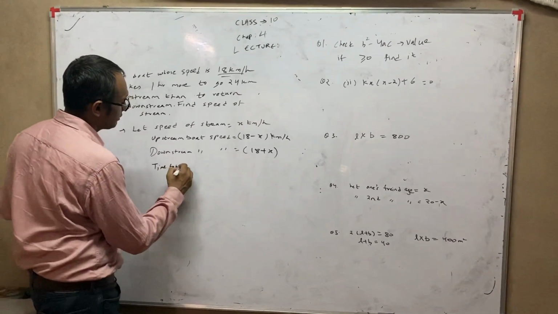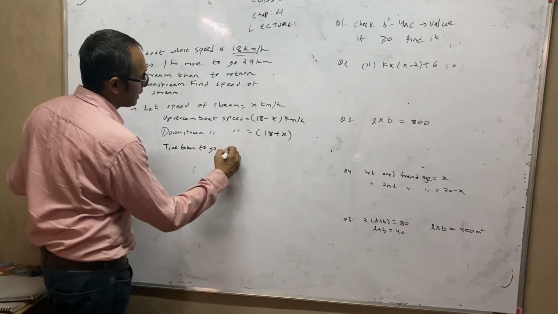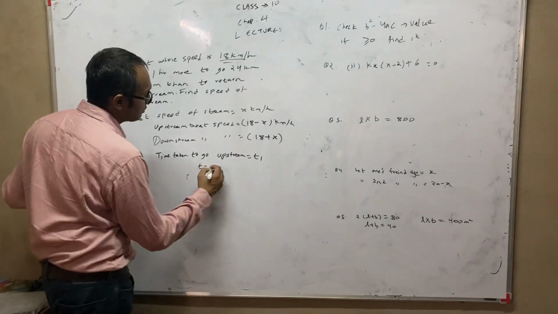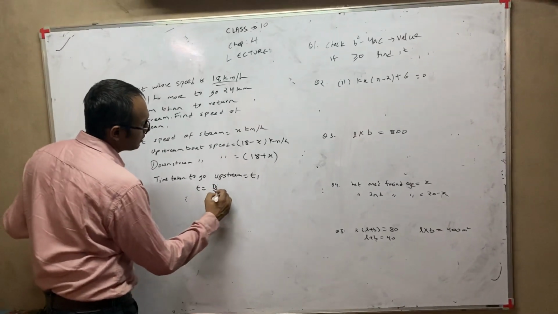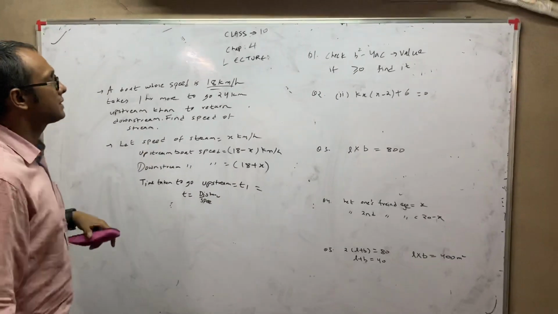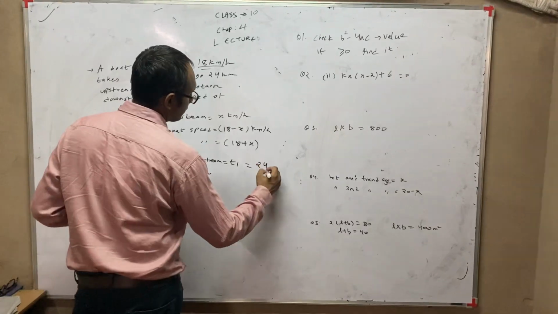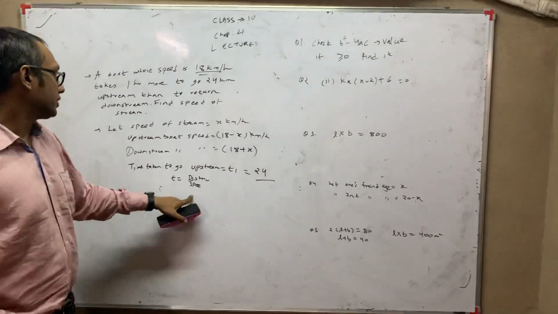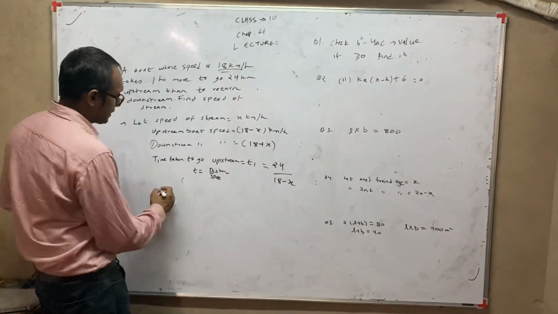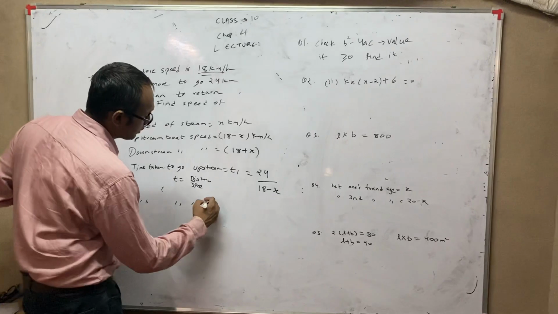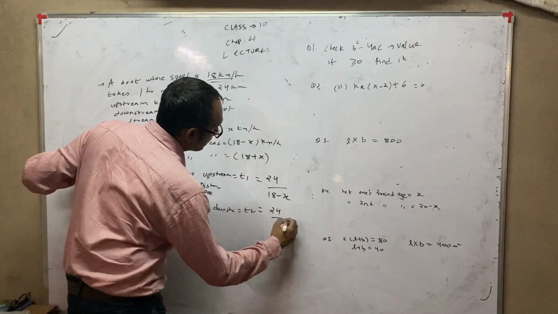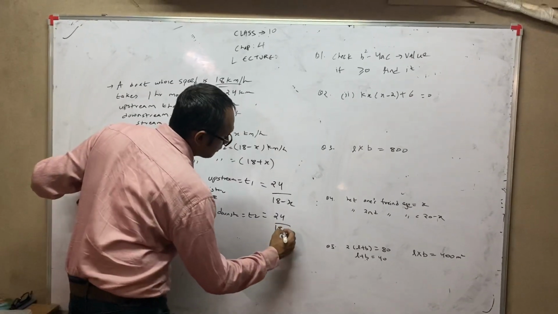Now time taken to go upstream, t1. Now time is equal to distance upon speed. You know this formula. Now how much is the distance? Distance is 24. And what is the speed going upstream? 18 minus x. So 24 upon 18 minus x. Similarly, time taken to go downstream, t2, is 24 upon downstream speed, which is 18 plus x.